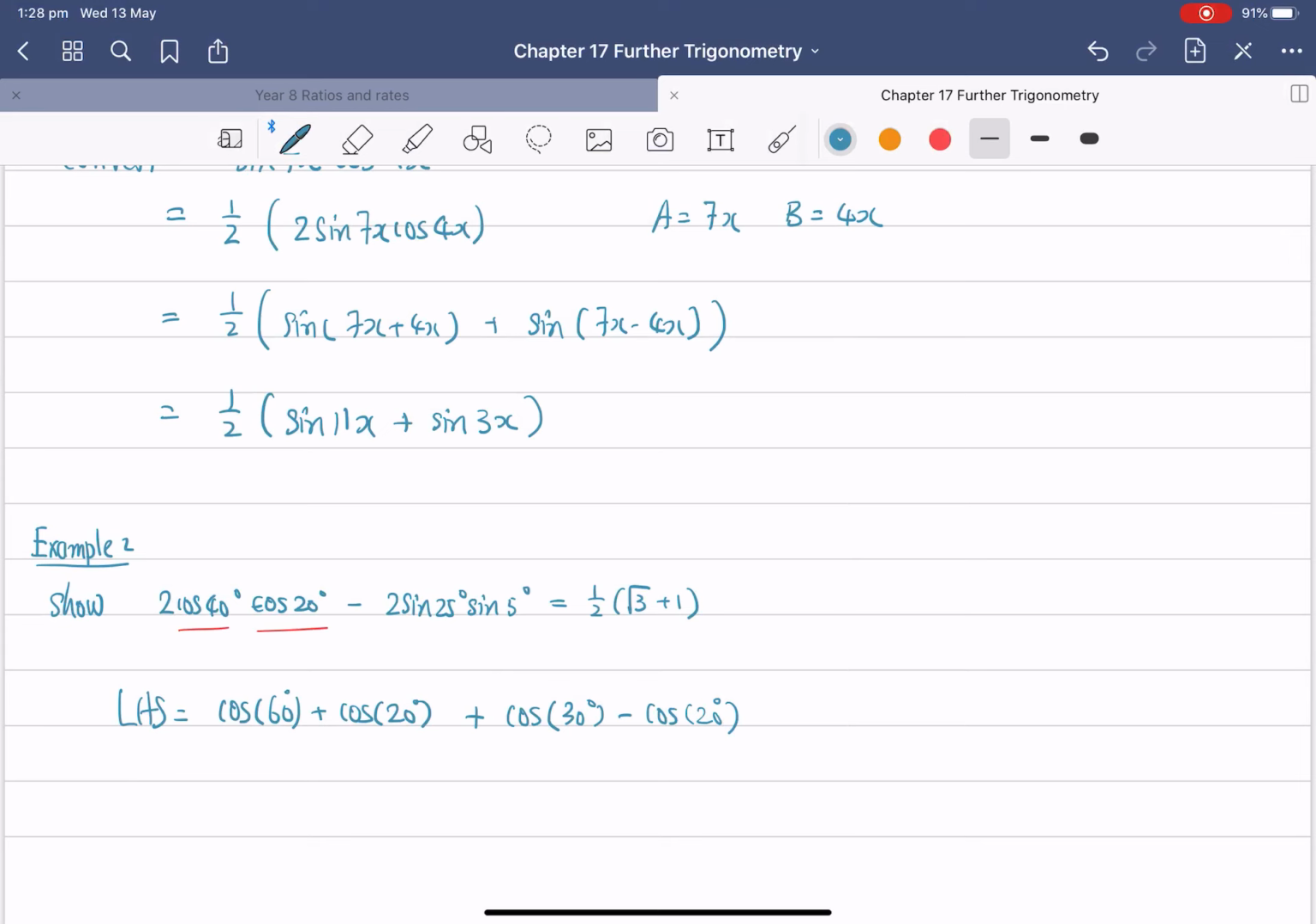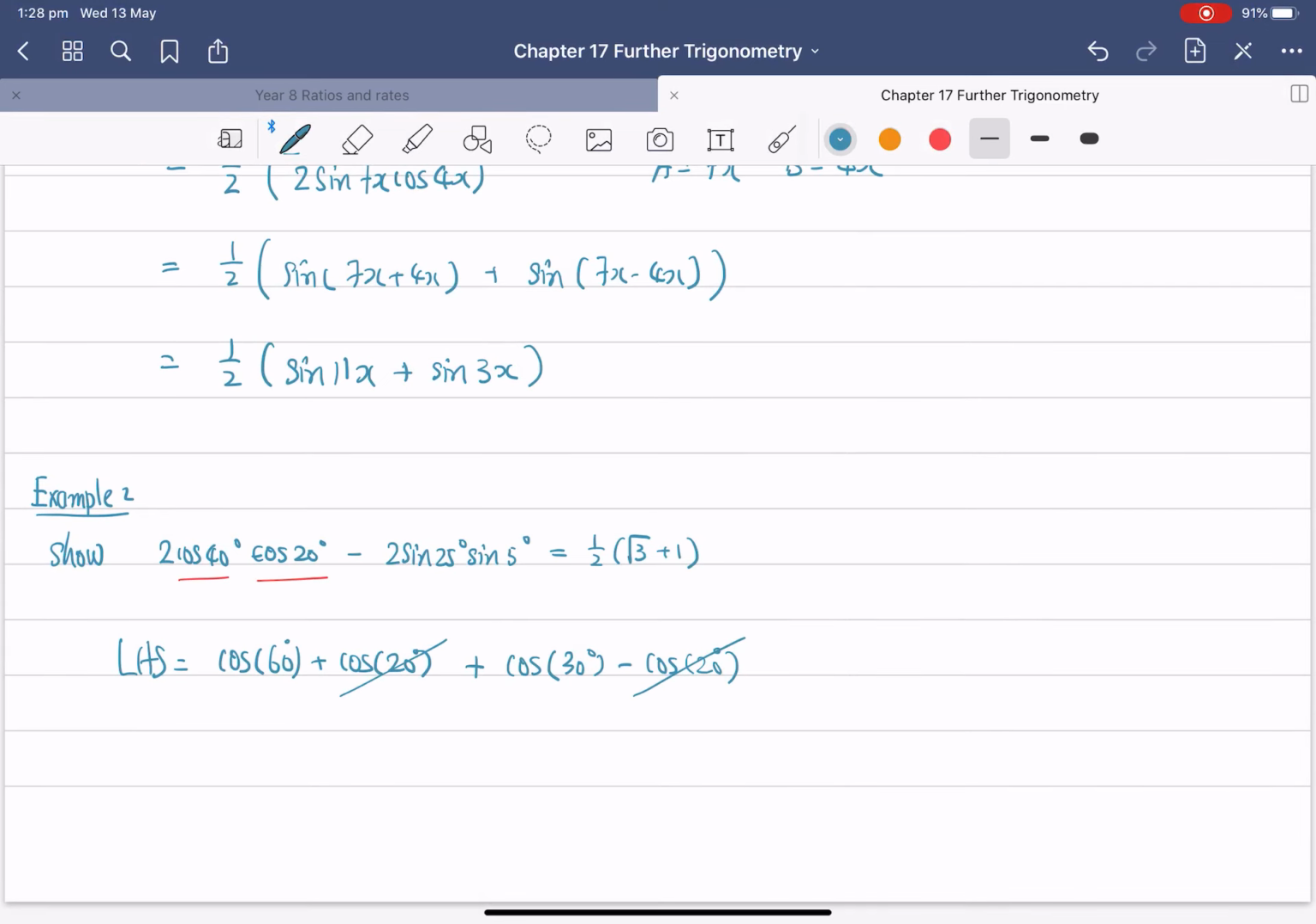So once you finish that, you can again cancel the like terms. These 2 can be cancelled, and use the special angle tables. Cosine 60 degrees is half, and then cosine 30 degrees is root 3 over 2. So once you finish that, you can actually combine these together to form the answer here. So that's pretty easy to do as well.